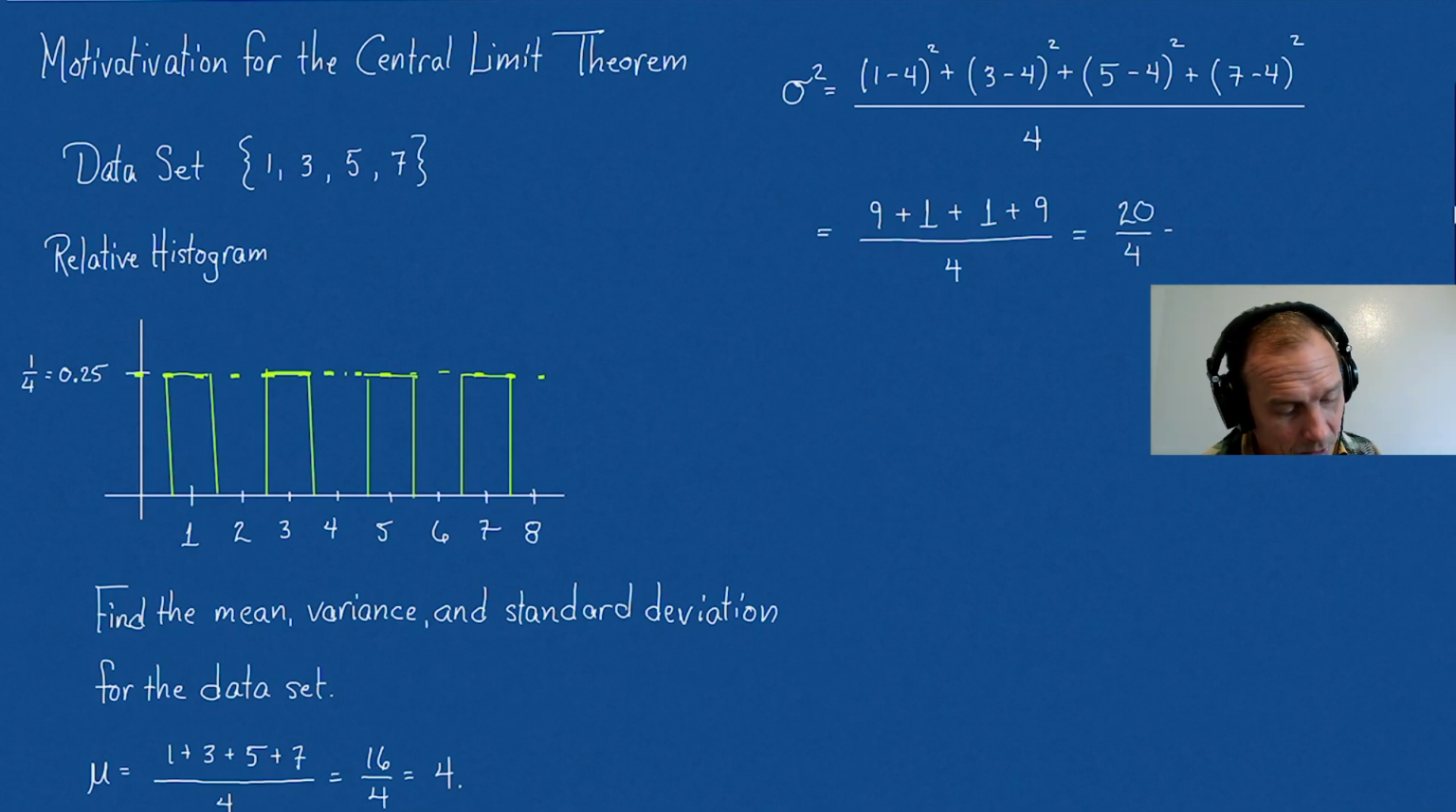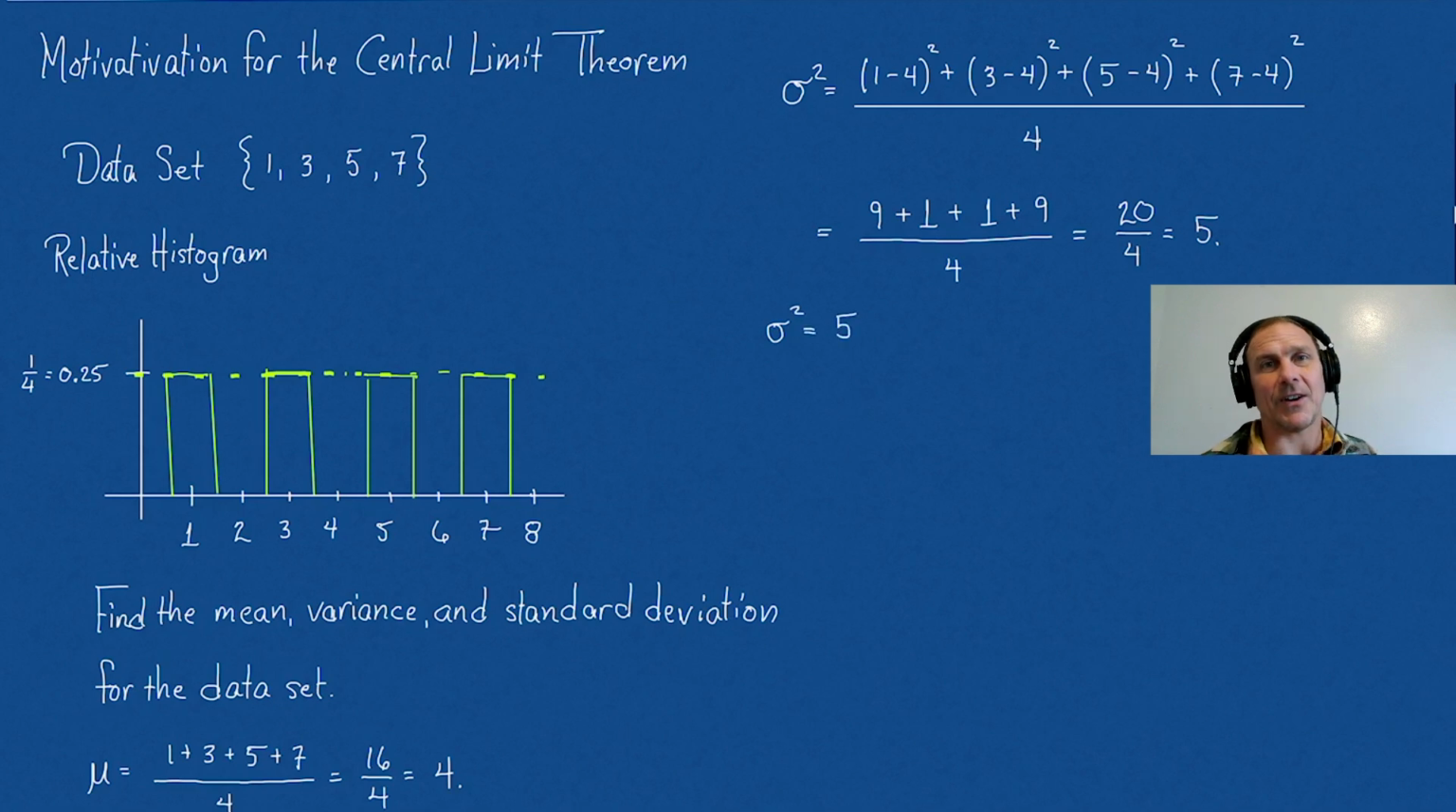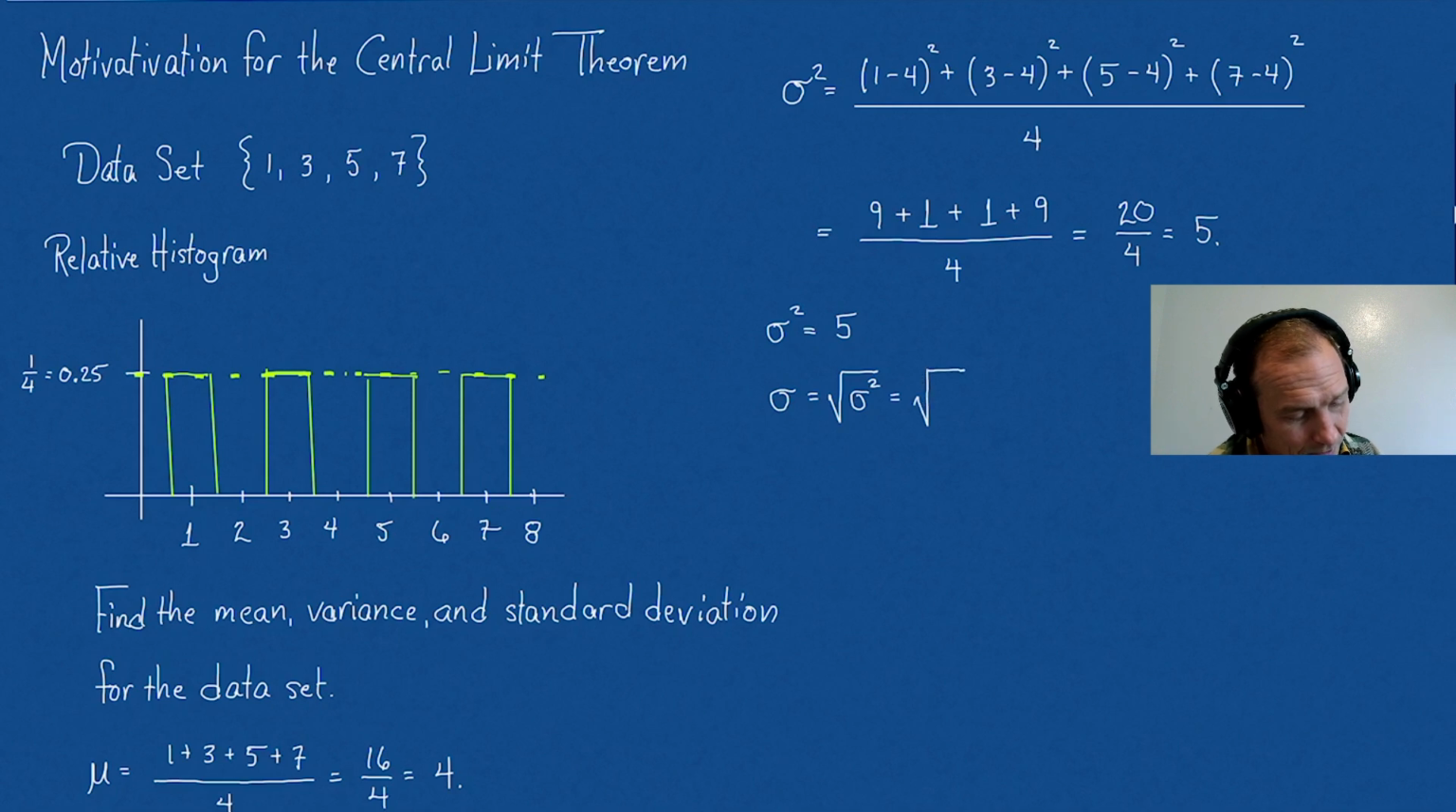20 divided by 4, which is 5. So the variance, our variance, I'll just write that down here. Our variance is 5. And once you have the variance, the standard deviation follows. The standard deviation, remember, is the square root of the variance, which is the square root of 5.